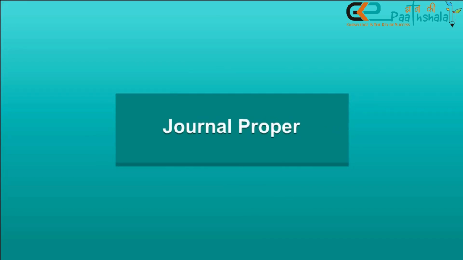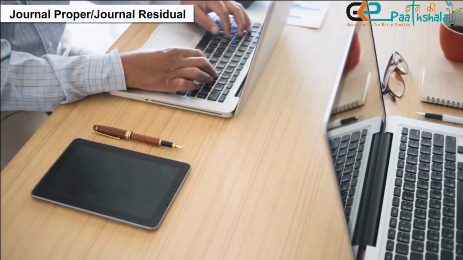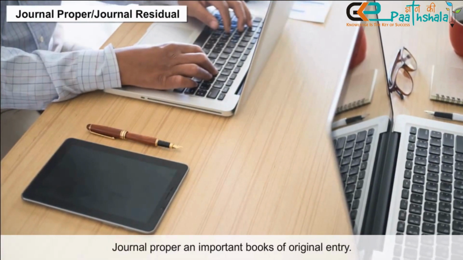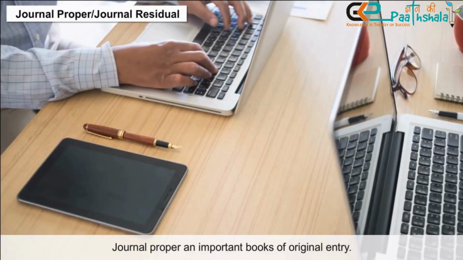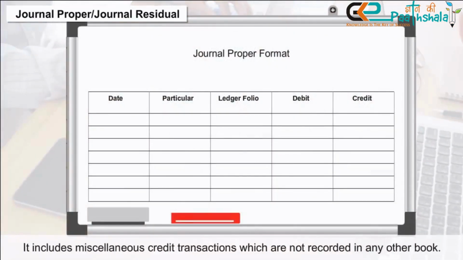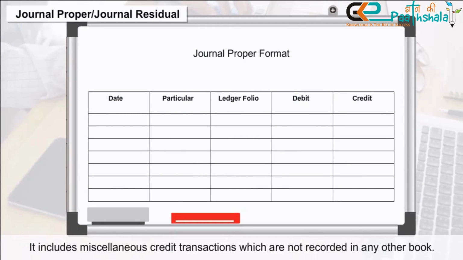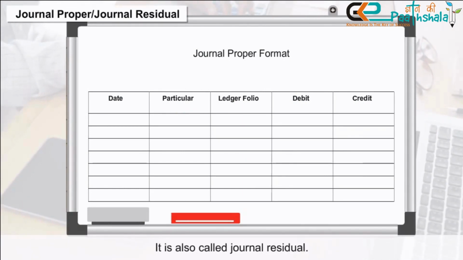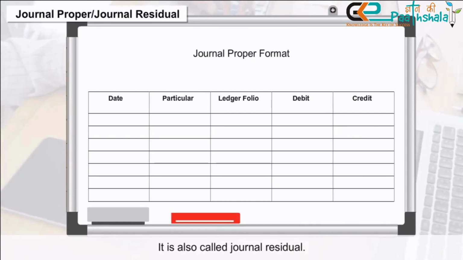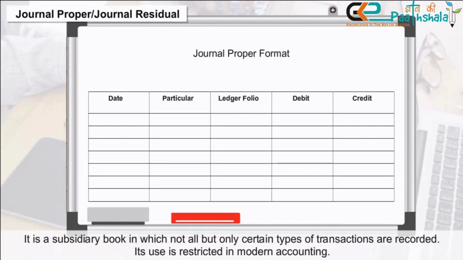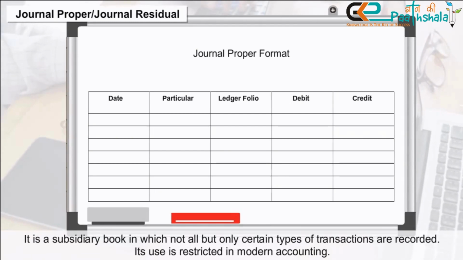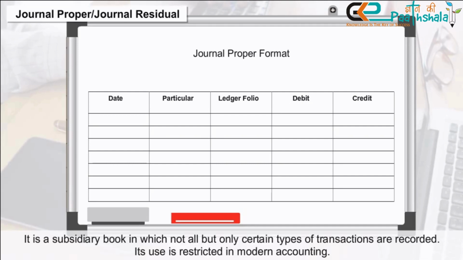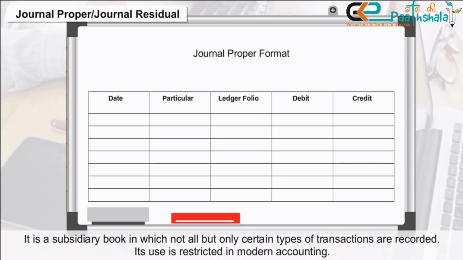Journal proper, or journal residual. Journal proper is one of the important books of original entry. It includes miscellaneous credit transactions which are not recorded in any other book. It is also called journal residual. It is a subsidiary book in which not all but only certain types of transactions are recorded. Its use is restricted in modern accounting.